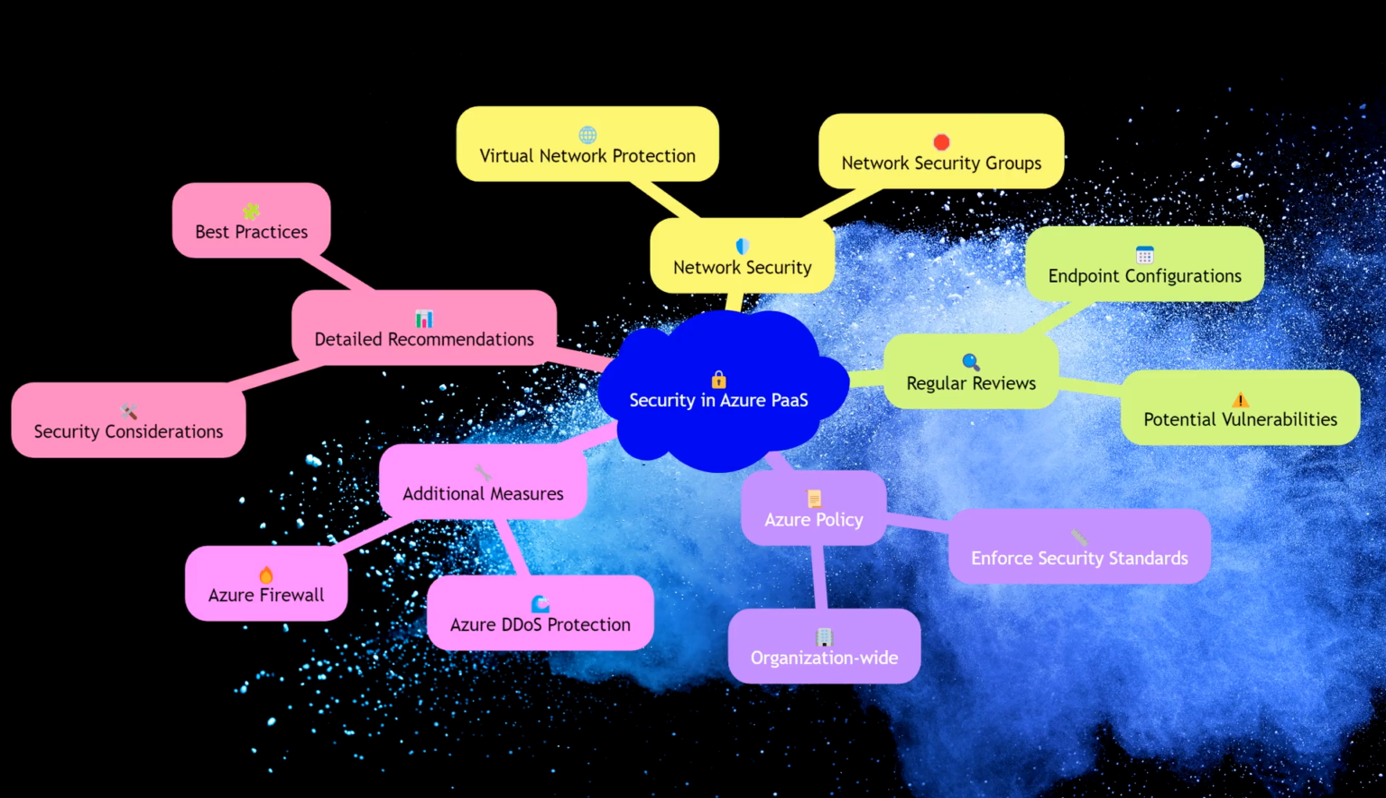Security is a top priority when configuring service endpoints. Ensure that your virtual network and Azure services are protected by network security groups, and regularly review your endpoint configurations for potential vulnerabilities. Use Azure Policy to enforce security standards across your organization, and consider implementing additional security measures, such as Azure Firewall or Azure DDoS protection. This slide will provide detailed security considerations and recommendations for protecting your Azure PaaS environment.